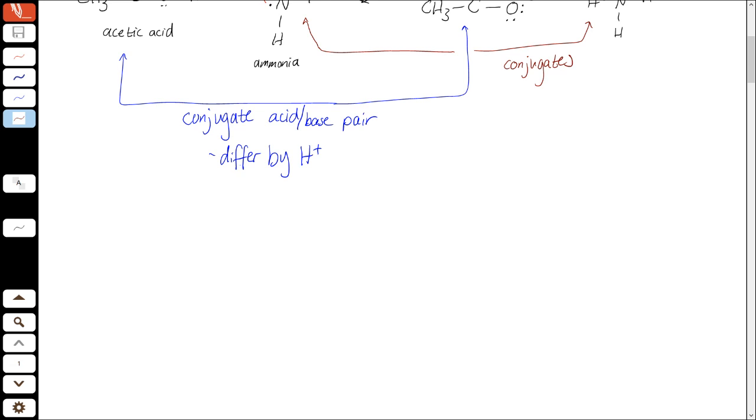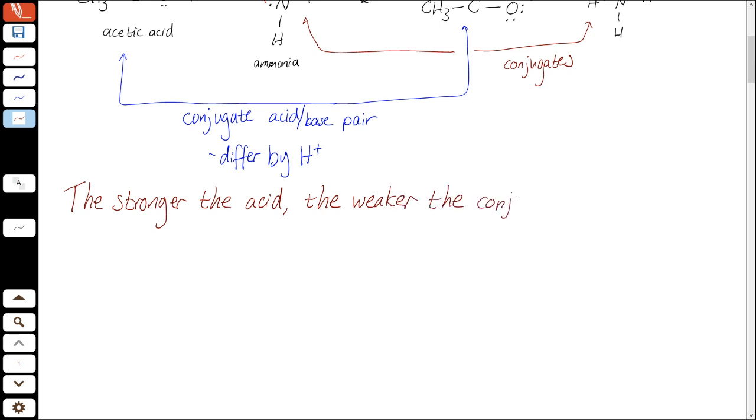All right? And the thing that we're really going to focus on here is the strength of the acid or the base, because the stronger the acid, the weaker the conjugate base. So a strong acid will have a weak conjugate base, and a weak acid will have a strong conjugate base.